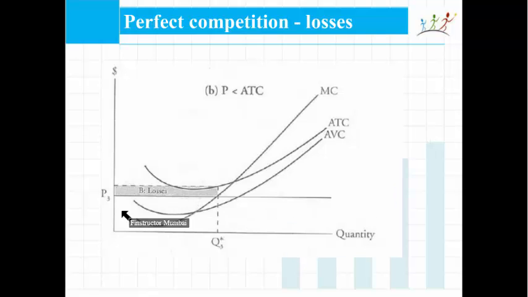Now let's take the example of a case where the price has actually fallen down to P3. So the price has come down to this level. The marginal cost curve is represented as shown. The average variable cost curve is as shown, and the average total cost curve. Now what is the point at which the firm will stop production?